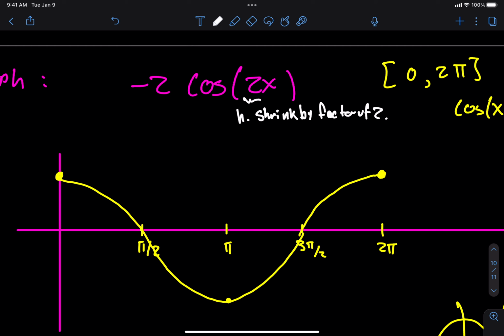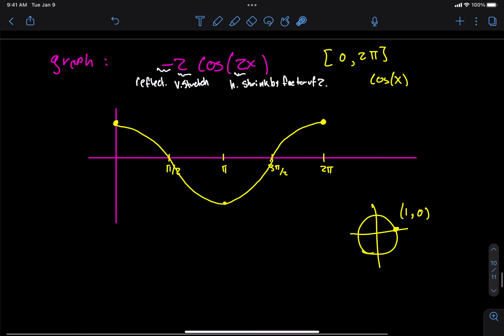Okay, and how about this number 2? Actually, it's a -2. So let's start with just the 2. What's that going to do? Vertical stretch. So it's going to go twice as high. And what about this negative sign? Yeah, reflect.